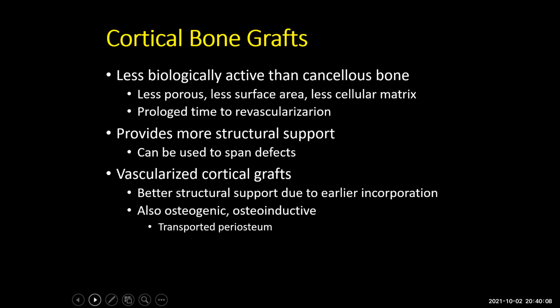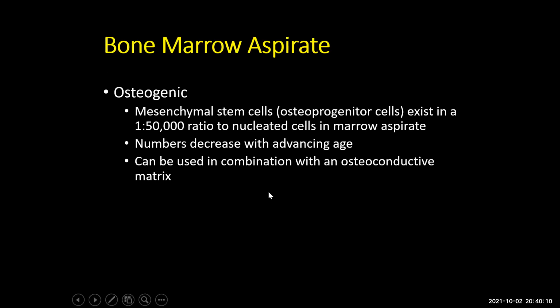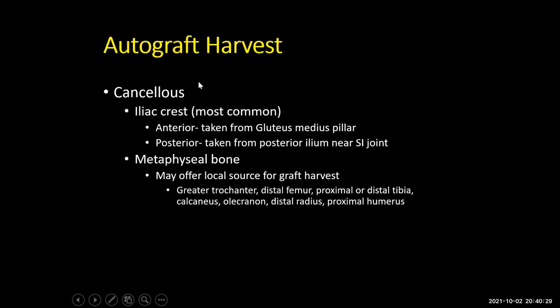A vascularized fibula used for AVN of the hip. Now bone marrow aspirates: these are osteogenic mesenchymal stem cells, that is the osteoprogenitor cells, which exist in a 1:50,000 ratio to nucleated cells in marrow aspirates. The number decreases with age, and they can be used in combination with an osteoconductive matrix.